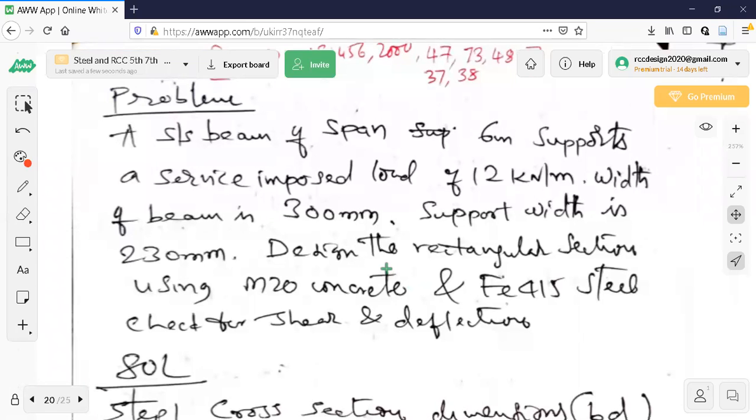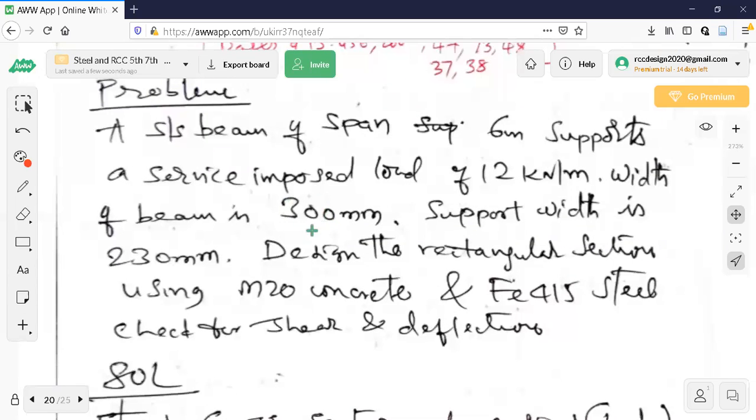Let us say a simply supported beam of span 6 meter supports a service imposed load. Service imposed means it is an unfactored load, the service load, the safe load. A service imposed load of 12 kN per meter. The width of the beam is given as 300 mm. If width is not given, what to do? We'll come to know in the next problem. Here they have given the width of the beam as 300 mm.